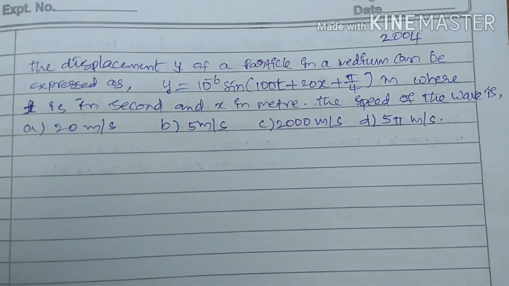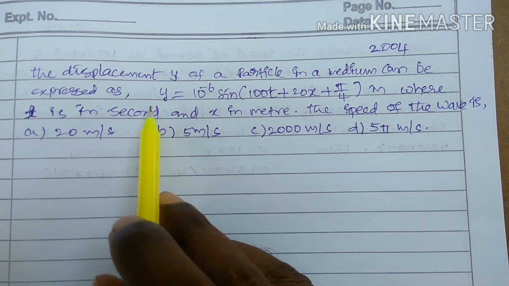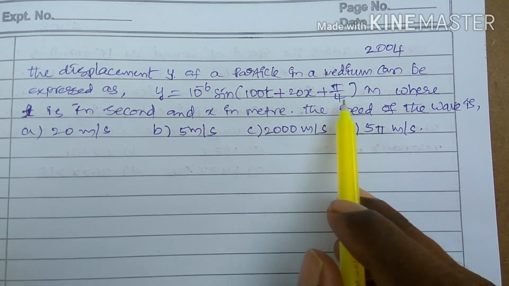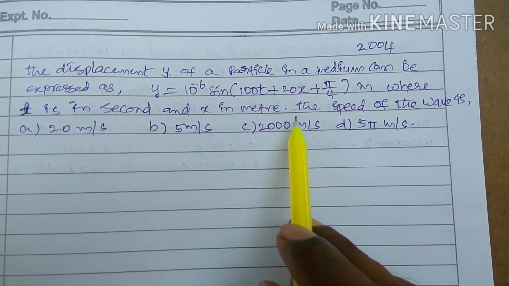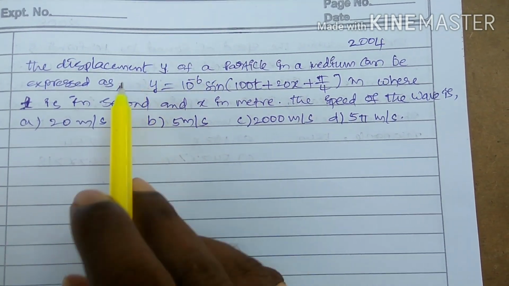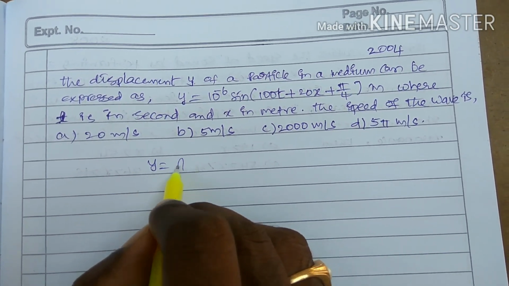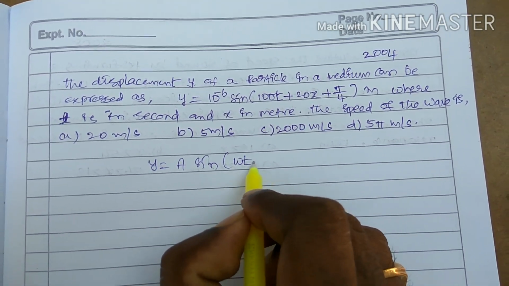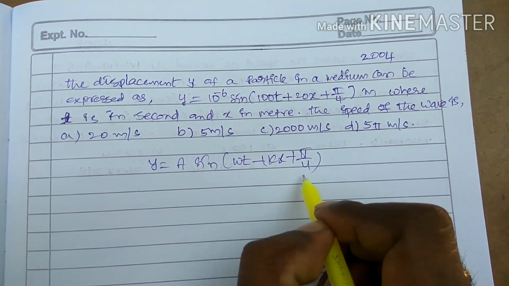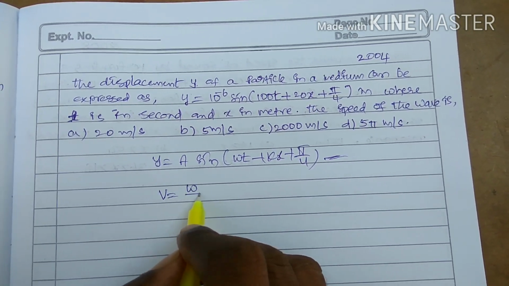For the next question, the displacement y of a particle in a medium can be expressed as y equal to 10 power minus 6 sin of (100t plus 20x plus 5 by 4) meter, where t is in second and x is in meter. The speed of the wave is. This is the general equation for the wave formation. So that should be compared to y equal to a sin(omega t minus kx plus 5 by 4). This is the general wave equation. Here the speed of the wave v is equal to omega by k.